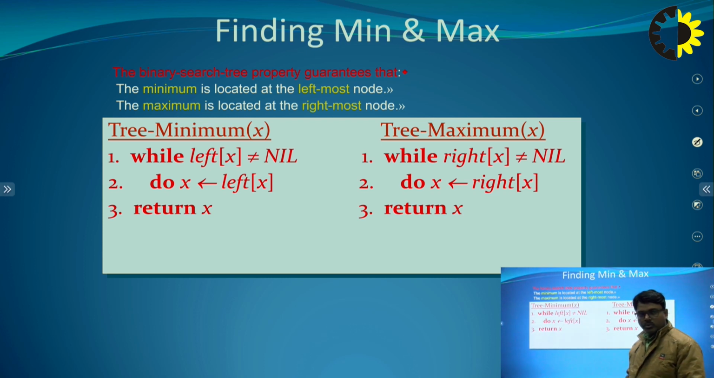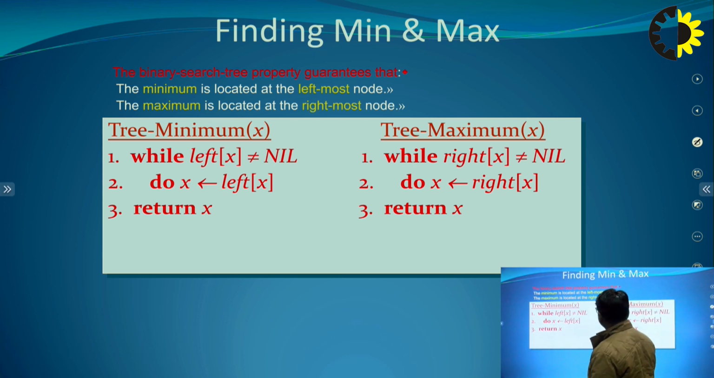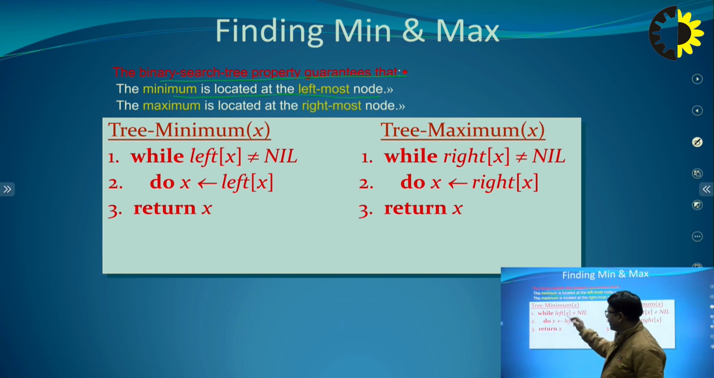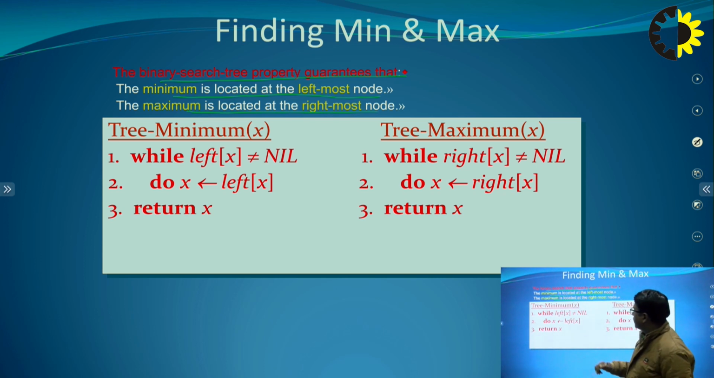And what this pseudocode says here is that when we are trying to find the minimum and maximum, we know as per the property of the binary search tree, this guarantees what? That the minimum is always located in the leftmost node. This is the guarantee part of the binary search tree, and the maximum is located on the rightmost node. So this simplifies our searching process here. This is a very important pseudocode which is to be remembered here.